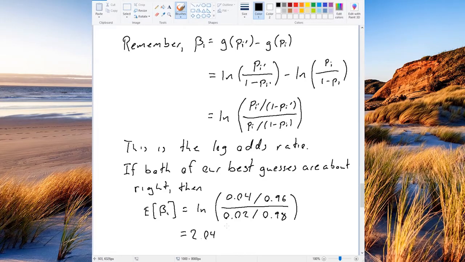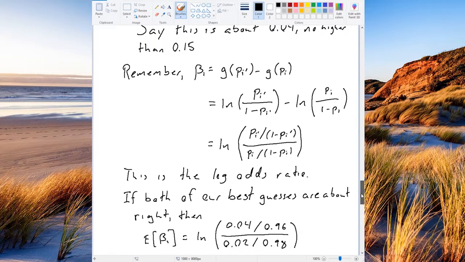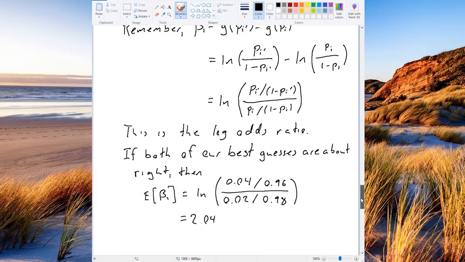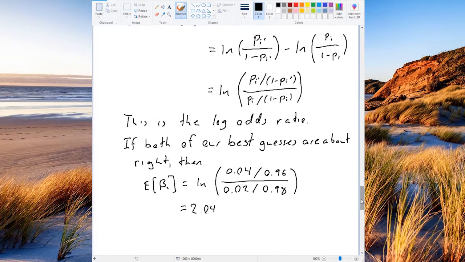2.04. So the odds of having a positive test on a COVID-19 test if you're moving around 1 standard deviation more than somebody else, based on the totally arbitrary numbers that I've invented here, I'm saying that the odds ratio is about 2.04. Your odds of testing positive are about twice as high if you're moving around 1 standard deviation more than if you're moving around 1 standard deviation less.